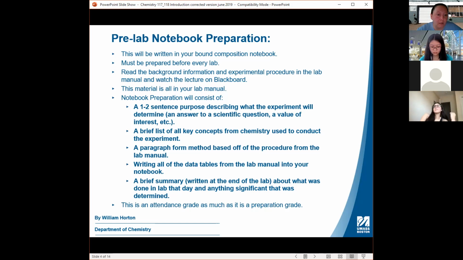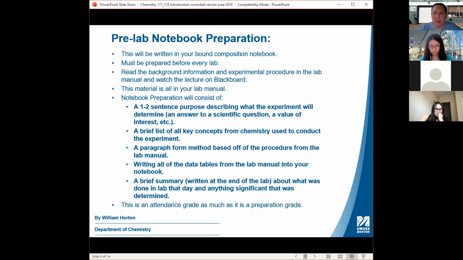Okay, so also in your pre-lab, you should be preparing all the tables beforehand. So for instance, in the lab manual today, there is a nice table. So you want to make sure that that is prepared so you can just fill in all the data as you go.